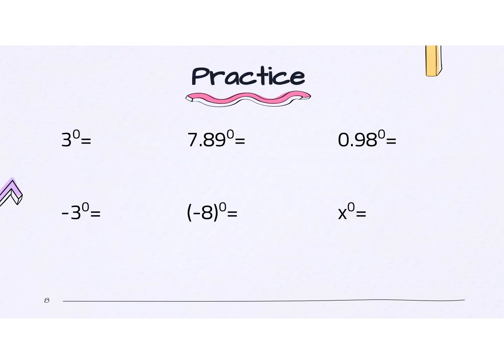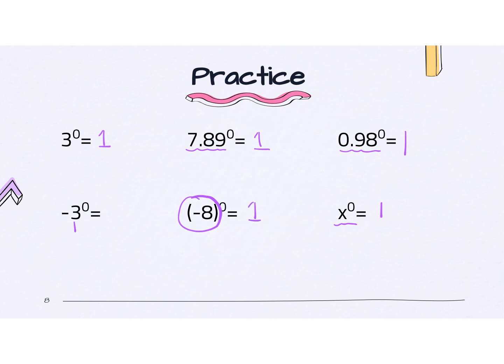Let's take a peek at all of these problems. We just did 3 to the power of 0, so we know that that's 1. Again, any number to the power of 0 is 1. X to the power of 0 is 1. Negative 8 to the power of 0 is 1.